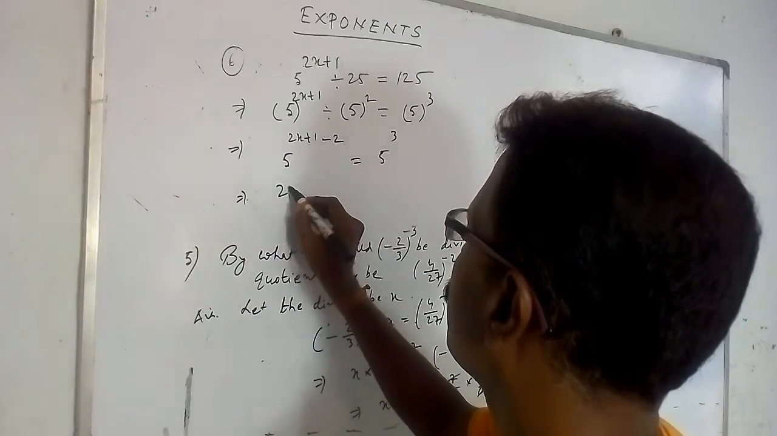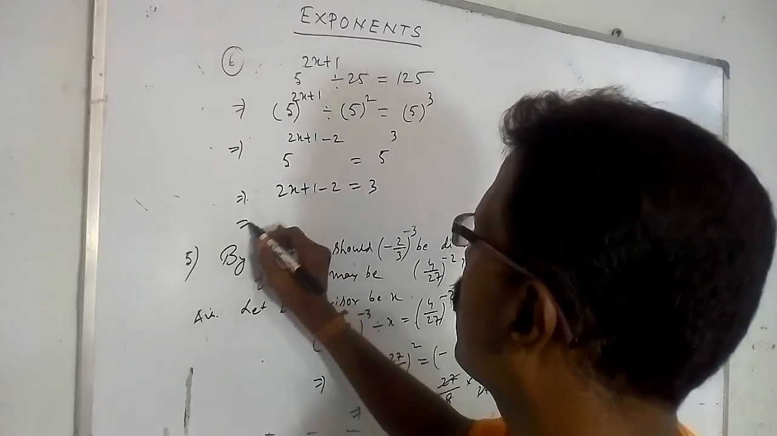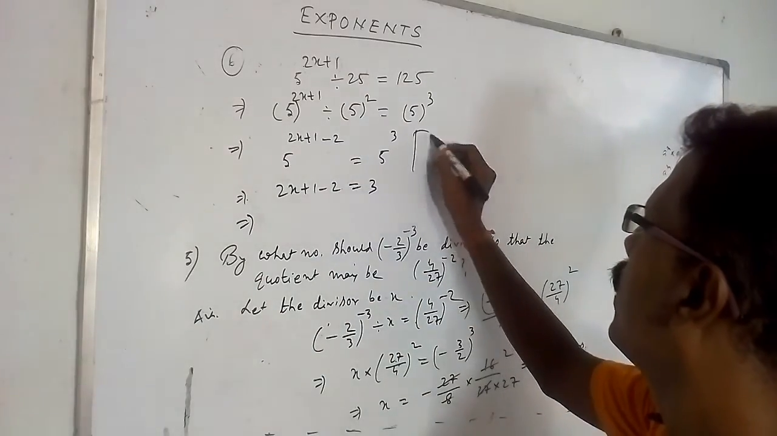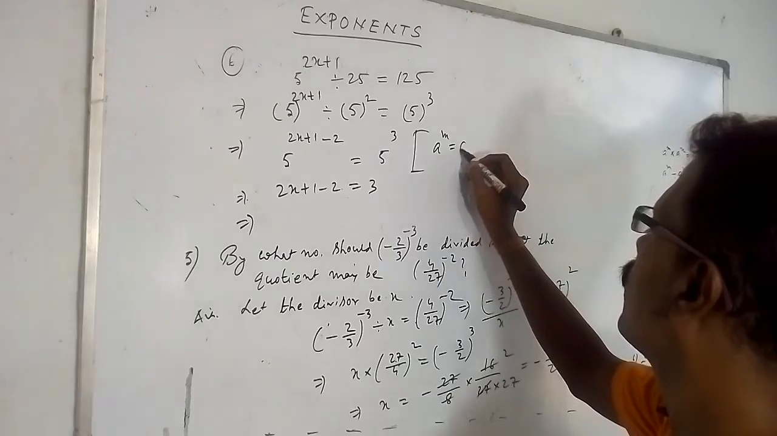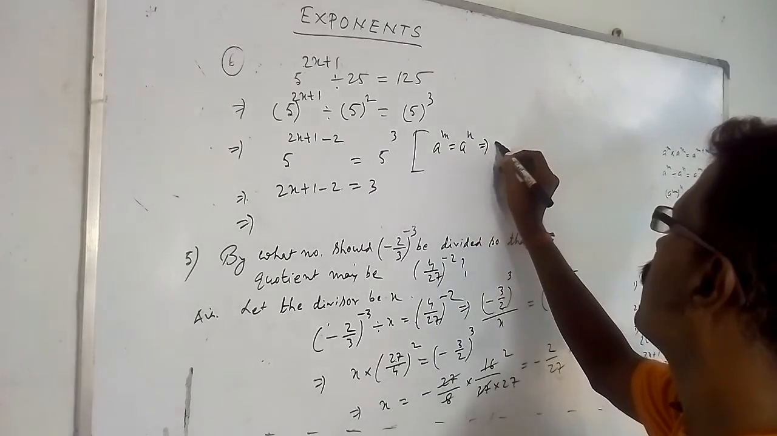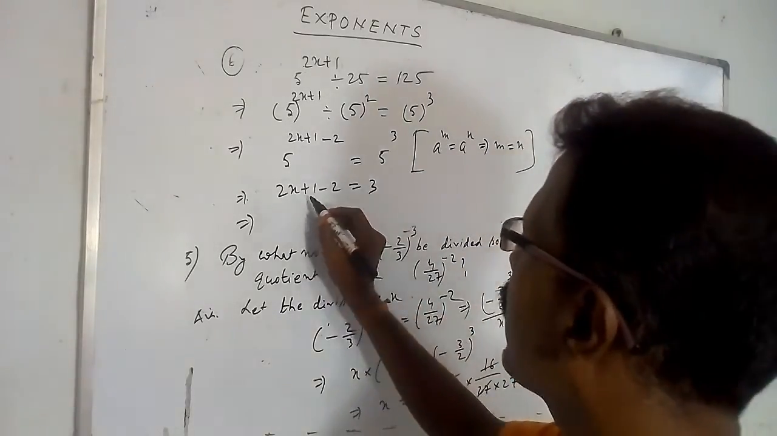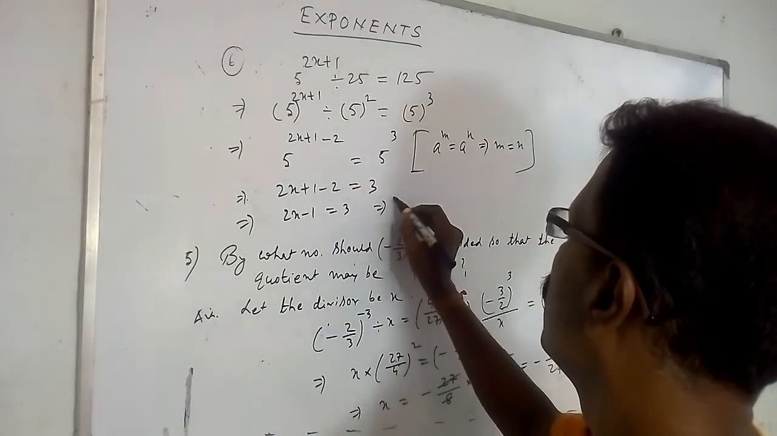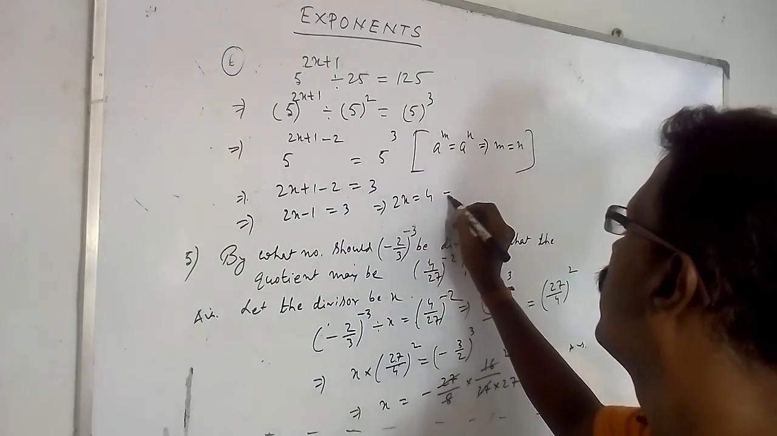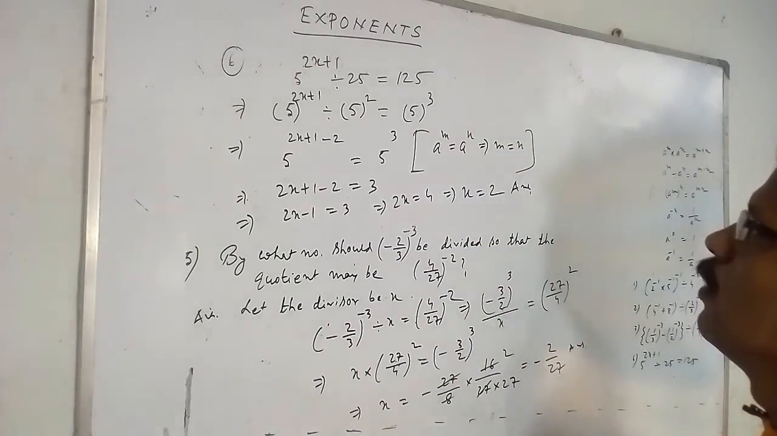Therefore from the law of exponents, the indices must be equal. Therefore 2x plus 1 minus 2 is equal to 3. The formula behind this is: if a to the power m is equal to a to the power n, implies m is equal to n. Now 2x minus 1 is equal to 3, implies 2x is equal to 4, implies x is equal to 2. This is your answer.